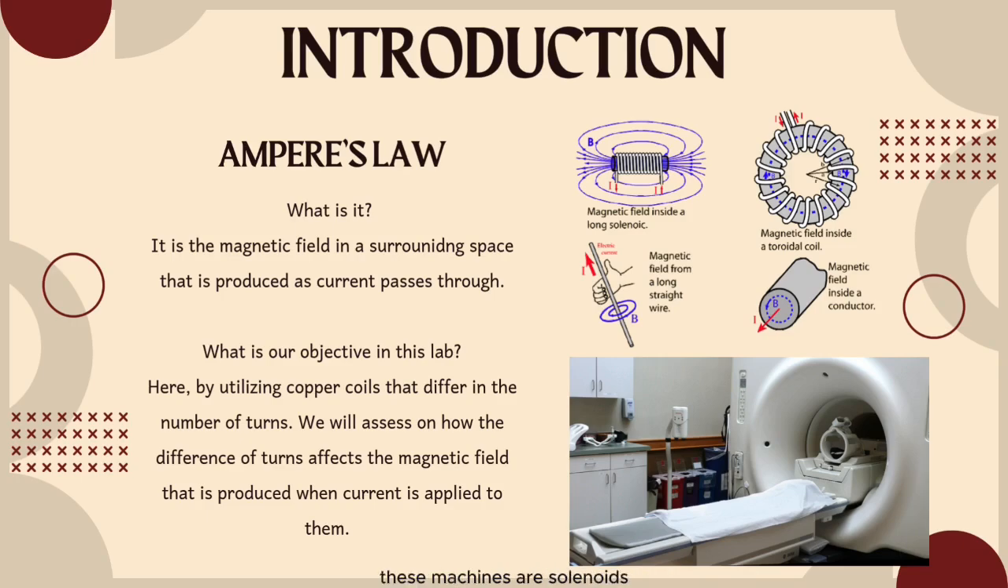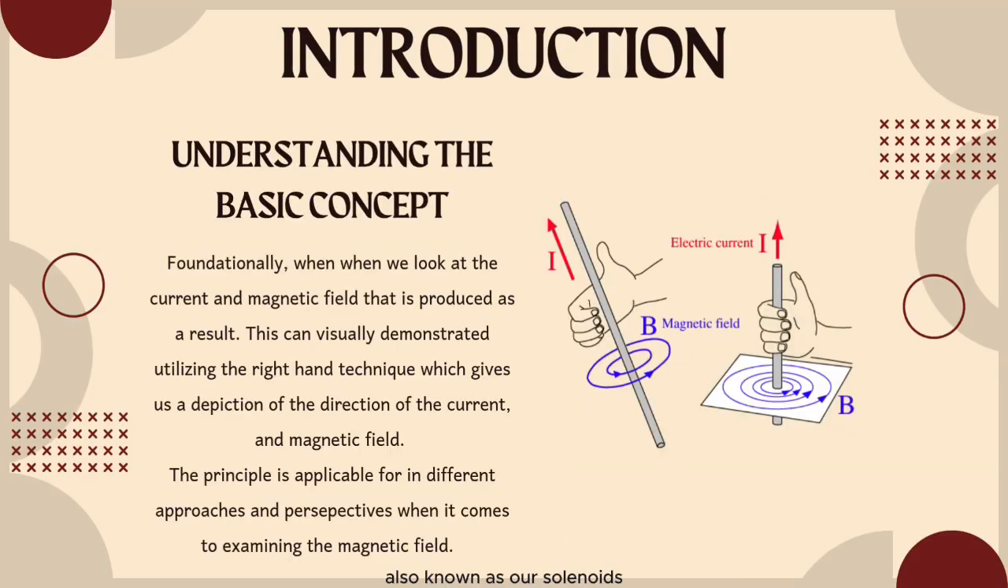Fun fact, it is through this principle that we can understand how powerful the electromagnetism is in MRI machines. Essentially, these machines are solenoids constructed on a greater scale to permit visualization of activation in a myriad of parts of the brain. To further understand the applications and basic empirical principle, we will utilize copper coils with a differing series of turns, also known as our solenoids. Here we will assess if the number of turns has an impact on the magnetic field that is produced when current is applied to them.